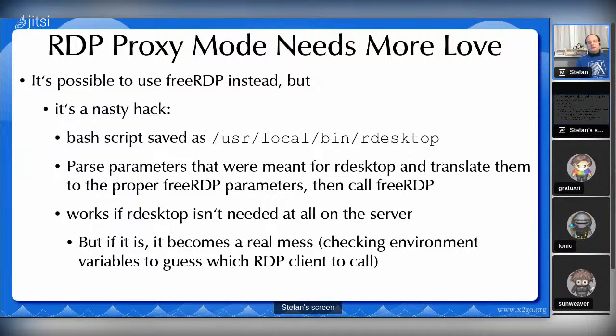And it's possible to use FreeRDP instead, but it's a nasty hack. You place a bash script in /usr/local/bin/rdesktop, and then this script needs to take all the rdesktop parameters and convert them into the proper FreeRDP parameters. And of course, this only works if no one else needs rdesktop on the server. If it's actually needed, it becomes a horrible guessing game based on environment variables and whatnot to determine if the real rdesktop should be called or FreeRDP.